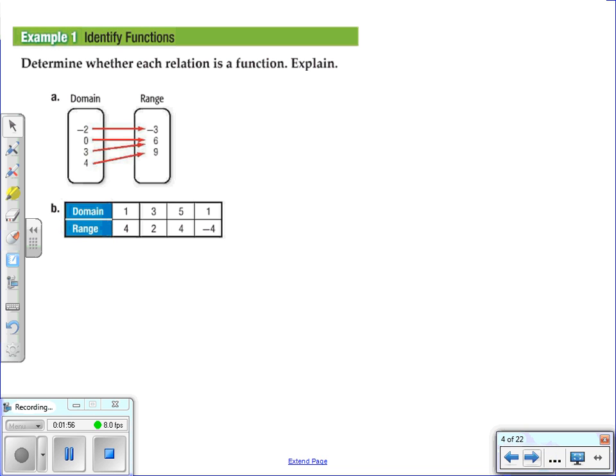Here is some of your homework type problems. Determine whether each relation is a function and explain. We have -2 paired with -3, 0 paired with 6, 3 paired with 6, 4 paired with 9. Is this a function? Yes, it is. Why? Because there is one domain or one x value with each y value. Yes, we do have 2 y's, but you can have the y value repeat. It's the x value that can't repeat.